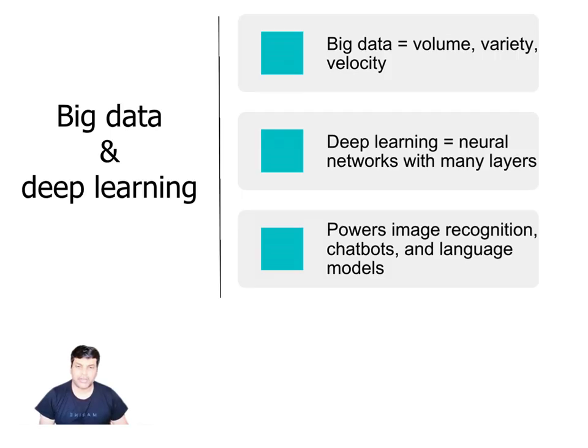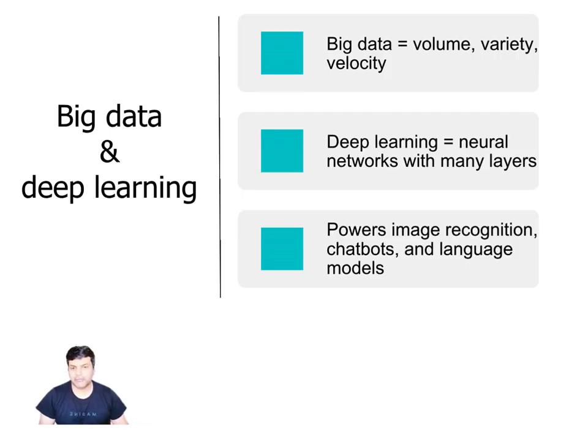Deep learning is a branch of machine learning that uses AI neural networks with many layers to automatically learn patterns from data. Deep learning has achieved remarkable success in areas such as image recognition, speech recognition, chatbots, recommendation systems, and large language models (LLMs) like ChatGPT and Copilot.